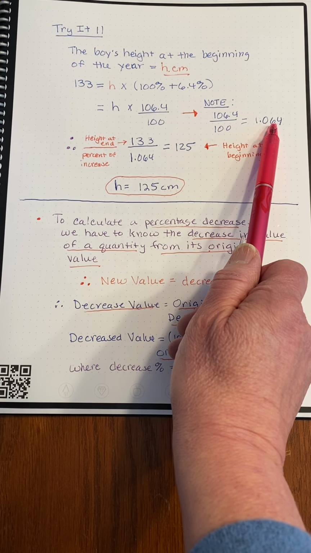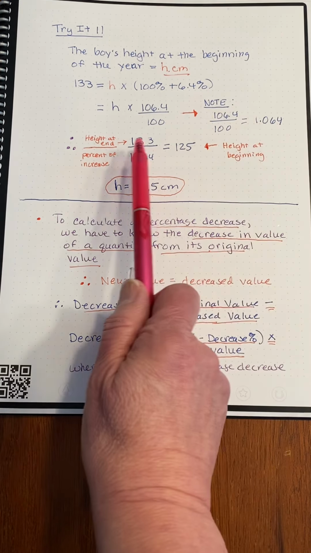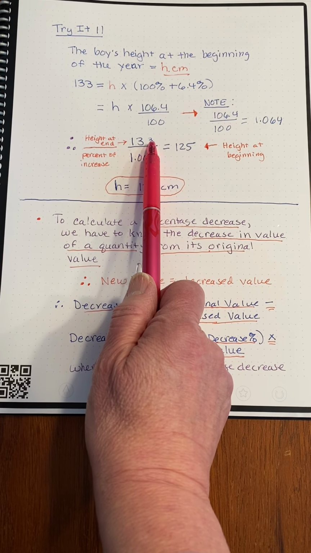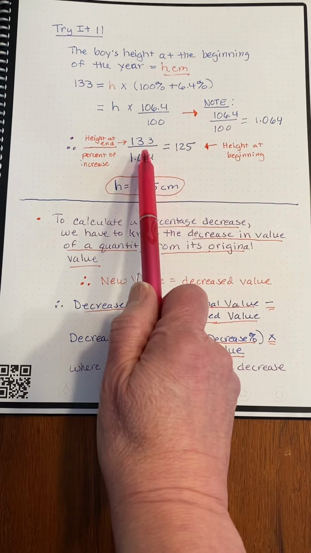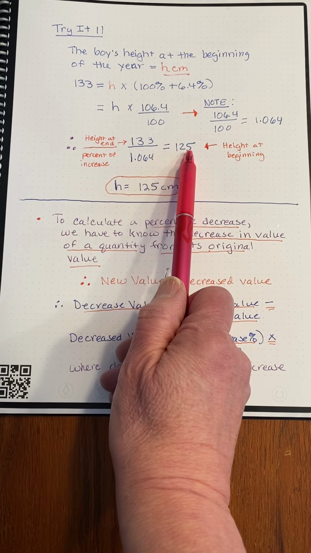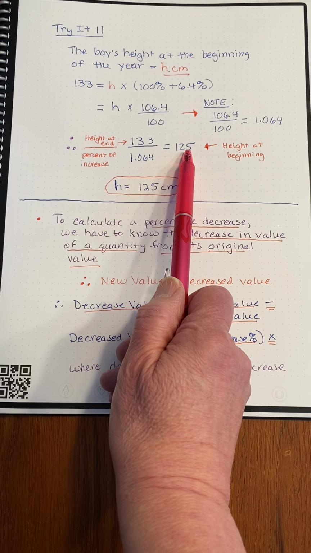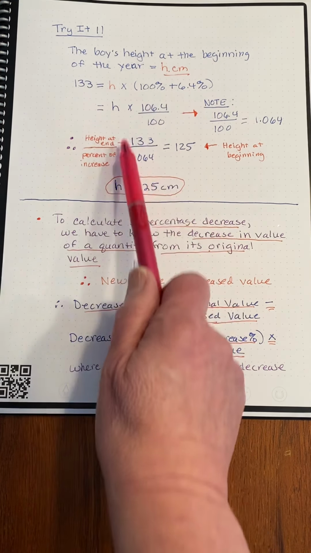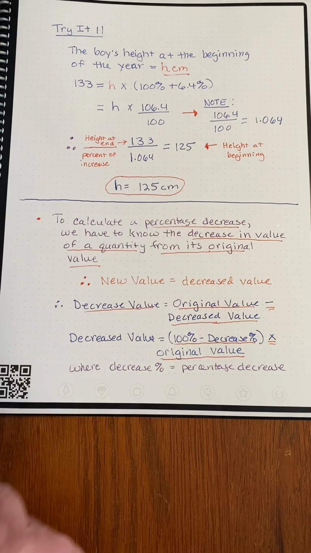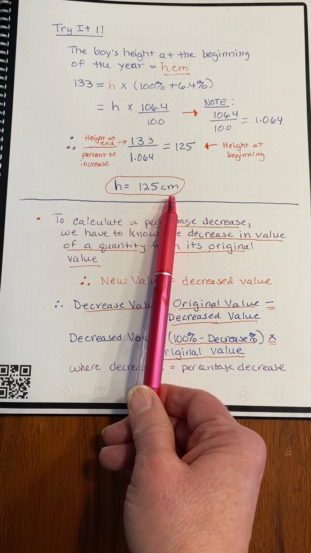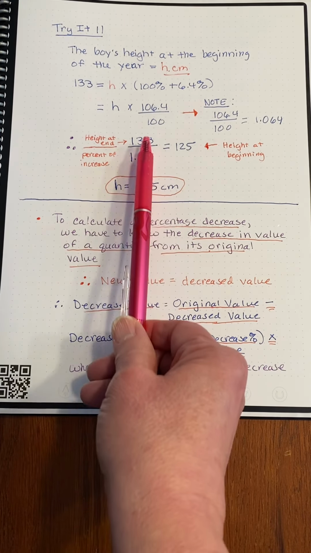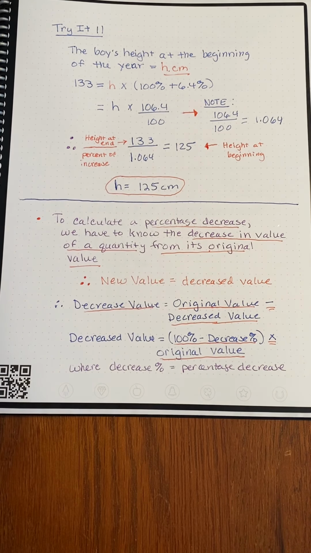Now I just solve for h by eliminating things, which turns out the height at the end of the year divided by my decimal, the percent of increase, is going to equal the height at the beginning of the year, which is 125. Calculating that into my calculator, I find the height at the beginning of the year is 125 centimeters. Now I'm dividing here because going backwards I would divide, whereas earlier in Triad 10 I was going ahead, and that would be multiplying.